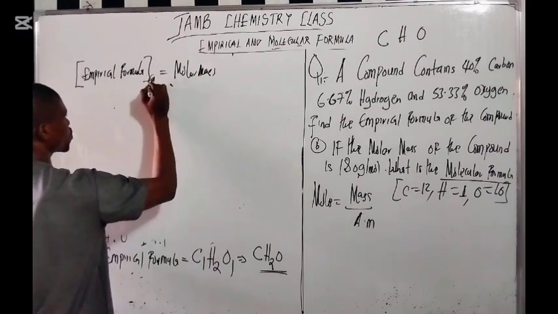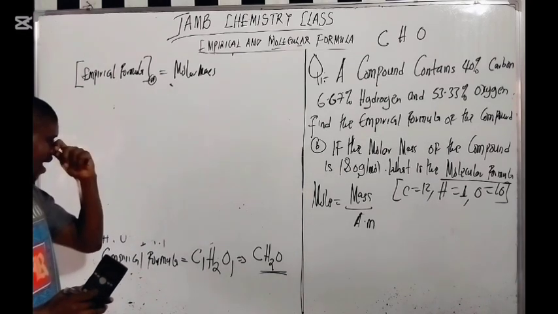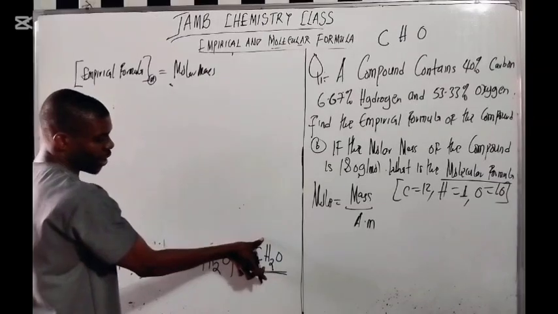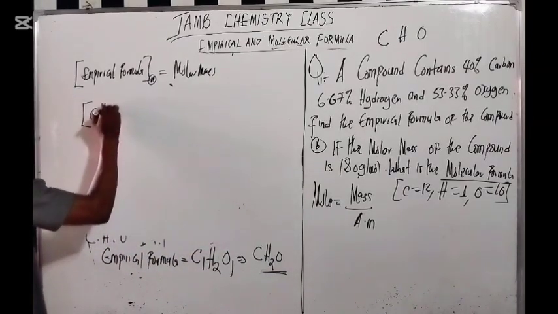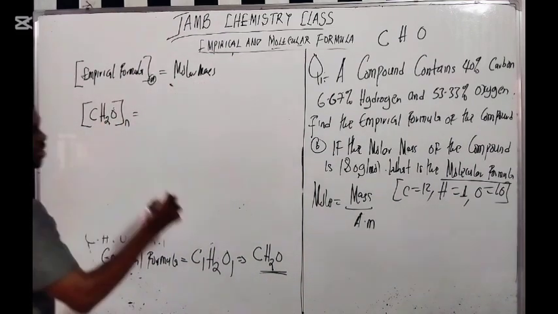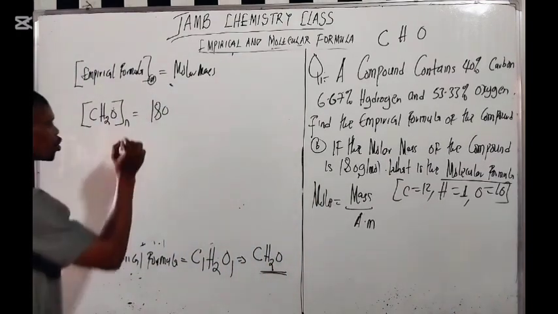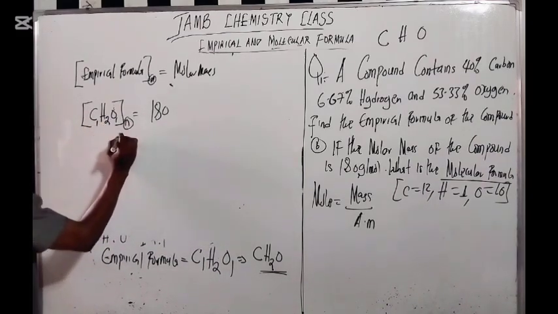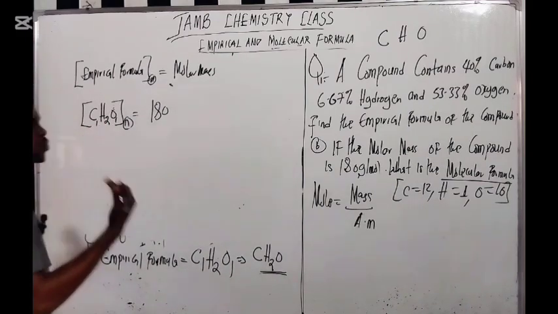Now this one means the ratio. This one means the ratio. It is what determines the molecular formula here. So here I have calculated my empirical formula, right? So it's going to be CH2O. Here we have N, right? Equals my molar mass, which is 180. So the goal here is to look for my N. Once I look for my N, remember here is 1, here is 1, right? Once I look for my N, I will multiply it with this 1, this 2, and this 1. Then I will now get my molecular formula.